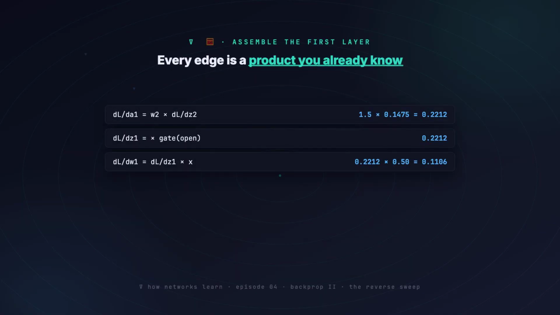So assemble it. dL/da1 is w2 times dL/dz2, the error projected back through the very weight it went forward through, which is 1.5 times 0.1475 or 0.2212. Then dL/dz1 multiplies in the ReLU gate, still 0.2212 because the gate is open. Then dL/dw1 is dL/dz1 times the input x, 0.2212 times 0.50, which is 0.1106. Every edge on the reversed graph carries a number, and every number is a literal product of two things you already know. No magic, just multiplication walked backward.